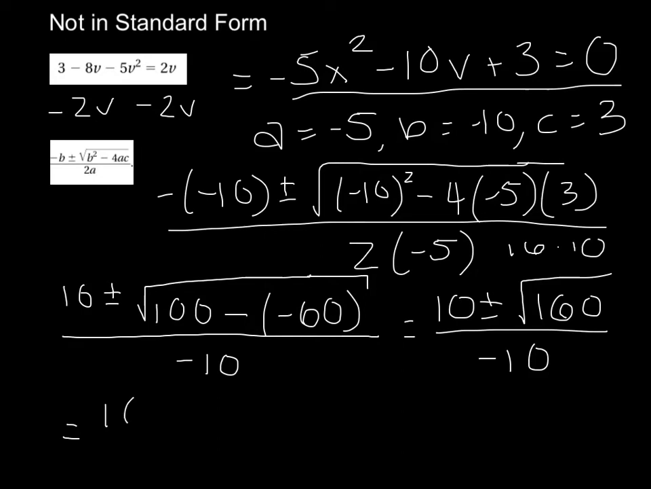So we have 10 plus or minus the square root of 16 is 4. We still have a radical 10 left inside here. And this is all over negative 10.